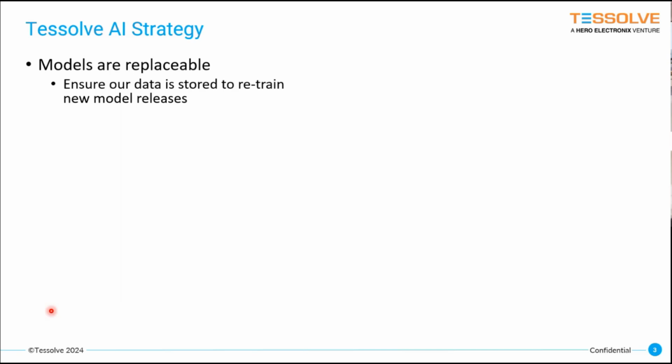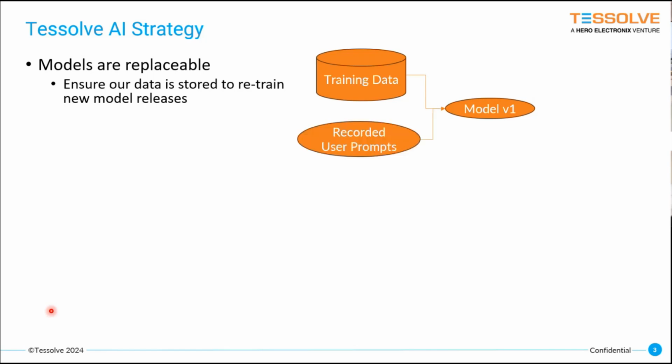Okay, so here's the key point of our AI strategy, and that is to make our models replaceable. Now, why do we do that? Because what we found is that the likes of GPT, ChatGPT, for example, will bring out a new model, maybe going from version 1 to version 2 for argument's sake.